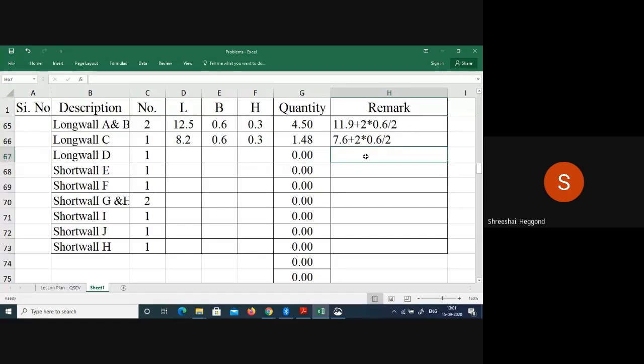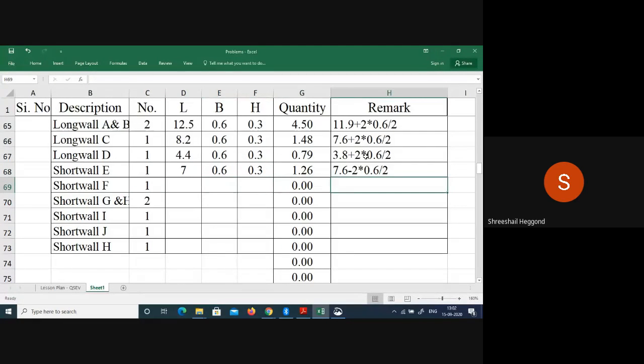Next, long wall D is 3.8 center to center length plus both the sides you have to add 0.6 divided by 2. That can be written as 4.4, it is 0.6, height is 0.3. Next, short wall E is center to center length is 7.6. Short wall is there, therefore you have to deduct 7.6 minus 2 into 0.6 divided by 2. Therefore, the length is 7 meter, breadth is 0.6, height is 0.3.